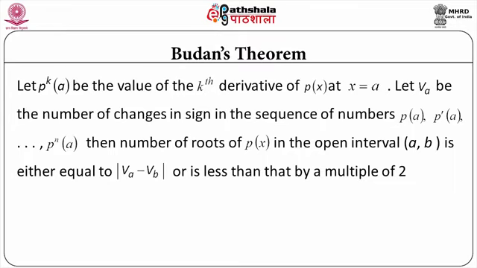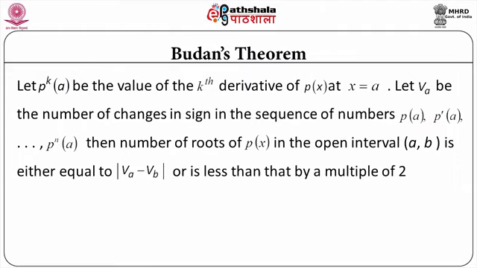What is V_a? V_a is the number of changes in the sign of the values of p(a), first derivative, second derivative, third derivative up to the nth derivative at the point a, and V_b is similarly the number of changes in sign observed from the values of p at b, first derivative at b, second derivative at b, up to the nth derivative at b.